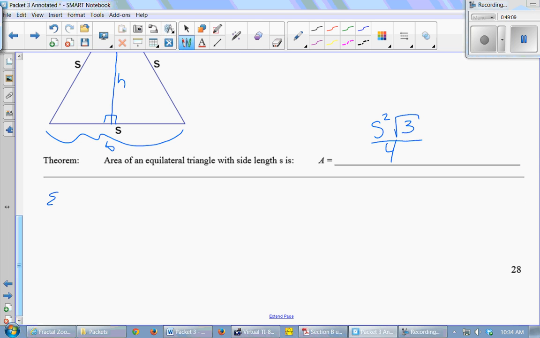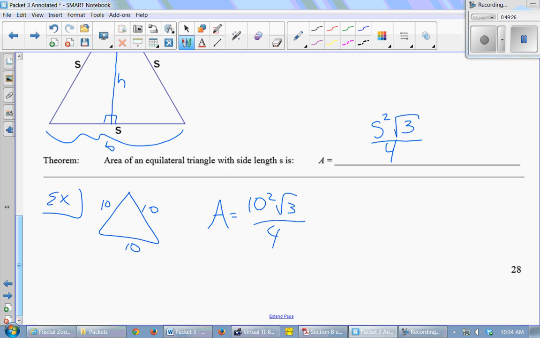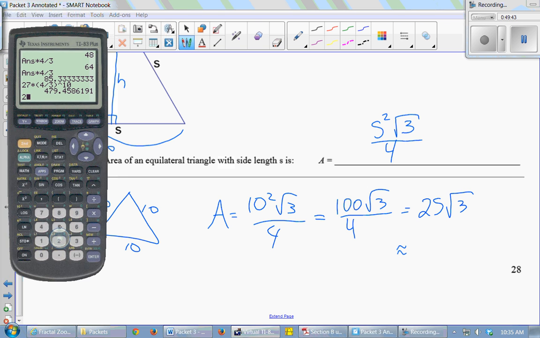So for example, let's say I've got this triangle and its sides are length 10. I want to find its area. I just replace the s in that formula with a 10. So it would be 10 squared times the square root of 3/4. So that's 100 times the square root of 3/4. And 100/4 reduces to 25. So this is 25 times square root 3. And then if you want a decimal, you can put 25 times the square root of 3 in your calculator, and you get about 43.3.